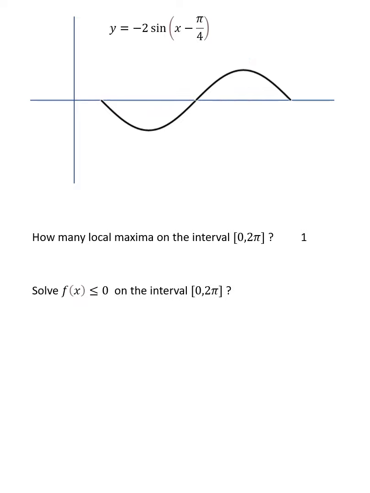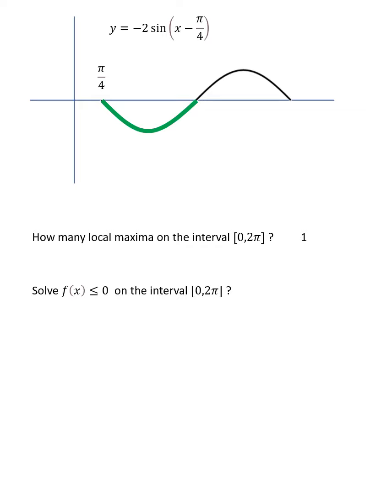The second question asks us to solve the equation f of x is less than or equal to 0 on the interval from 0 to 2 pi. Well, this portion of the graph is all the portion with the negative y coordinates, or 0 if you count the endpoints. And therefore, those are all the places where the function is less than or equal to 0. So what are all those x values included in that region?